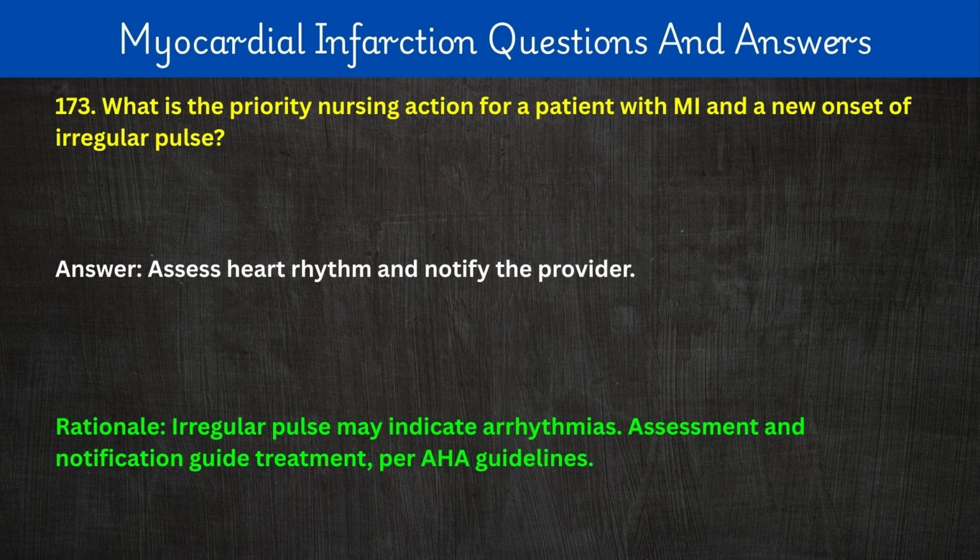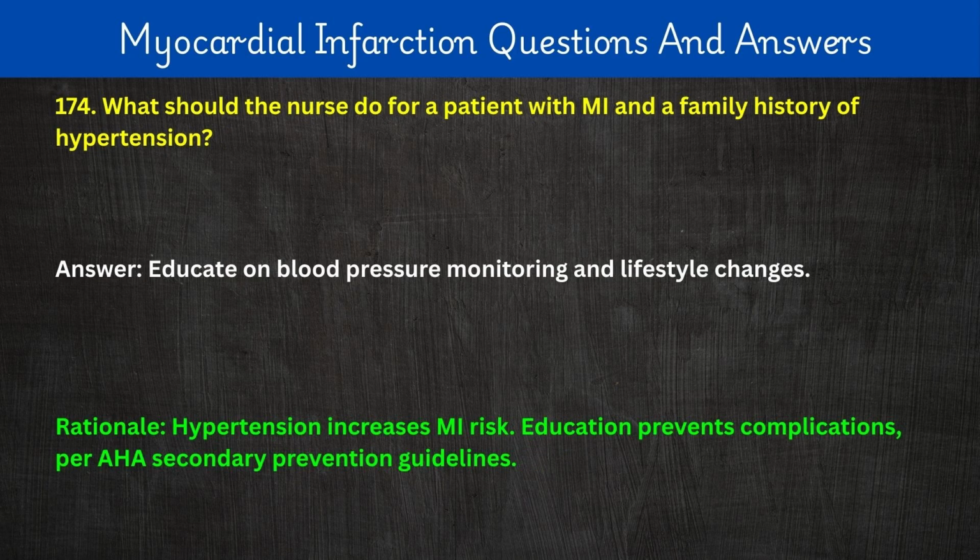173. What is the priority nursing action for a patient with MI and a new onset of irregular pulse? Answer: assess heart rhythm and notify the provider. Rationale: irregular pulse may indicate arrhythmias. Assessment and notification guide treatment, per AHA guidelines.